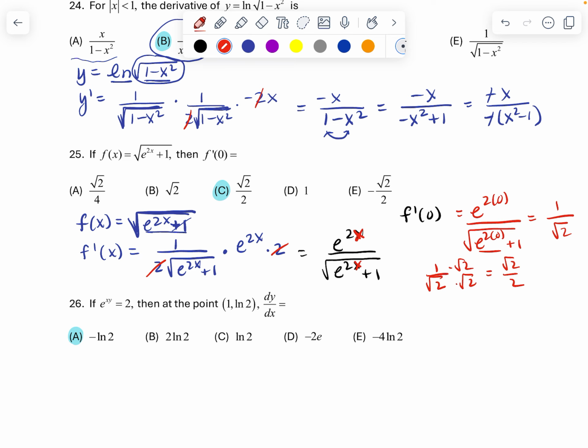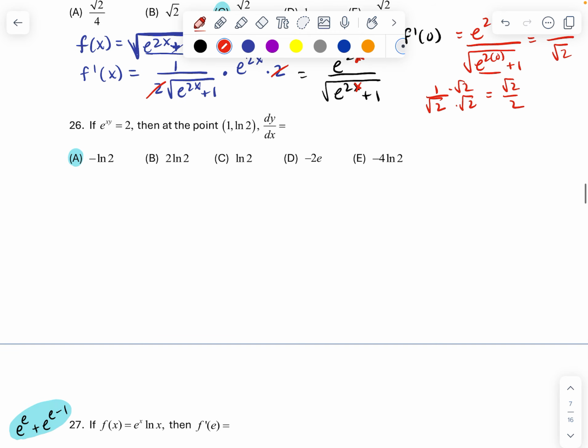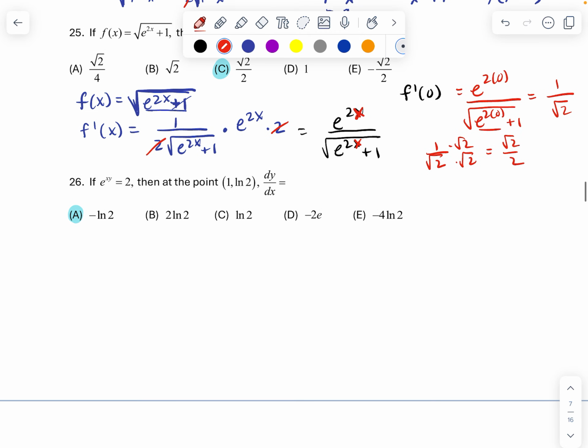Okay? All right, number 26. This is a fun little problem. Okay, e to the xy equals 2. I want the derivative at the point (1, ln 2). So I'm going to do implicit differentiation because x's and y's are stuck together, right? So I have the derivative of e to the xy is e to the xy, and then it's times the derivative of xy, which is product rule.